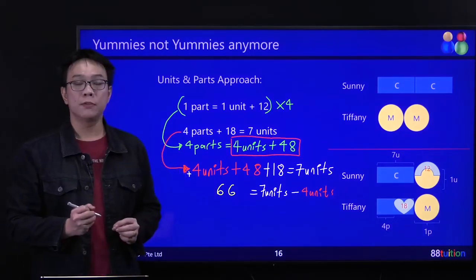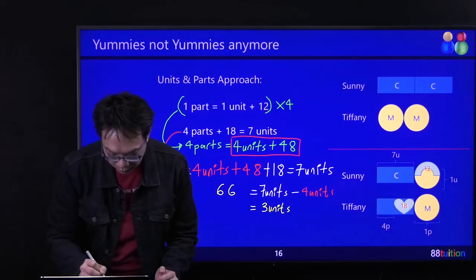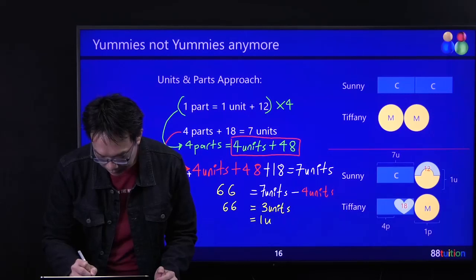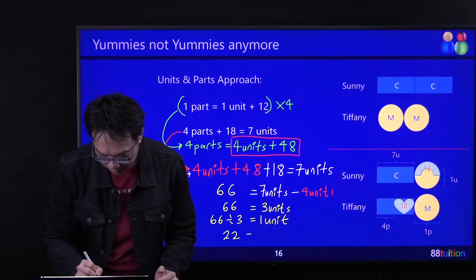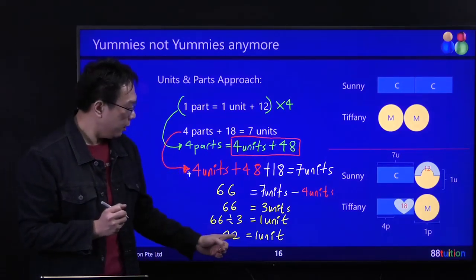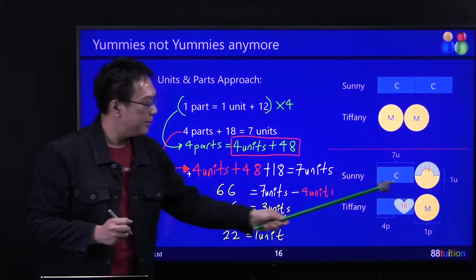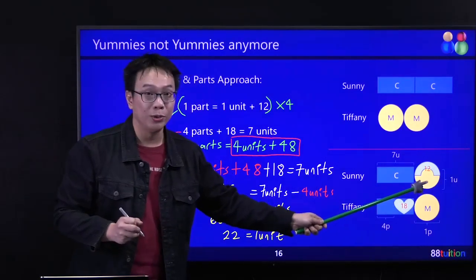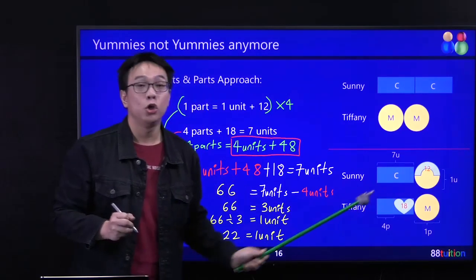What is 7 units minus 4 units? 7 units minus 4 units will give you 3 units is equal to 66. Always look for 1 unit. So how do you find 1 unit? You need to take 66 divided by 3 to give you 22, equal to 1 unit. So what's the question? What is this 1 unit? That's why down here is important. The 1 unit down here represents 22. That means down here, the pokeball is 22. The 1 unit is actually this portion here only, and this one represents 22.